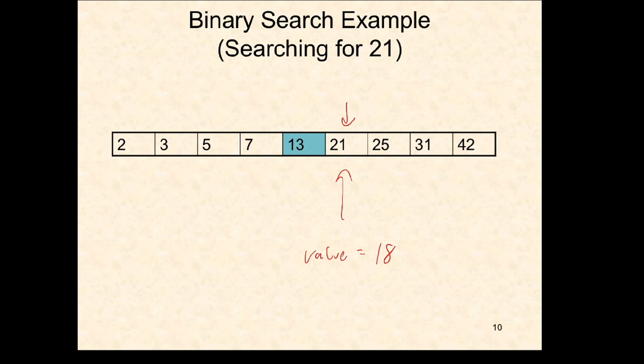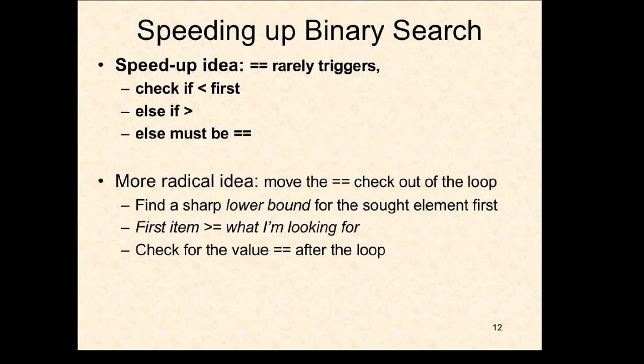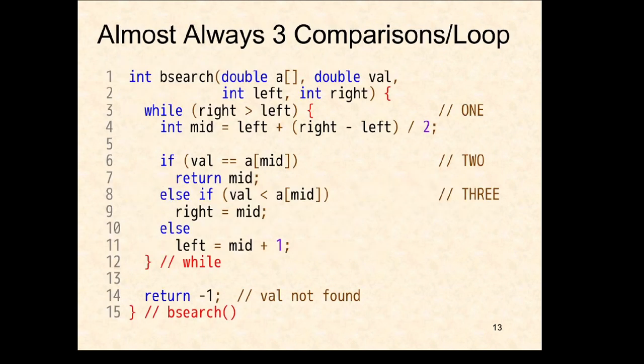So that's what we're going to do: we're going to change it to find the place it is, or the place it would be, and we don't care whether it's actually there or not. So we're going to worry about the equals equals after the loop, after we find where it would be. Okay, so here's our comparison.